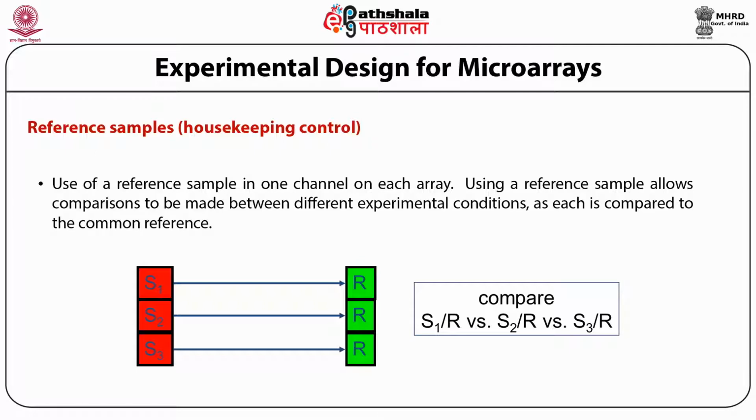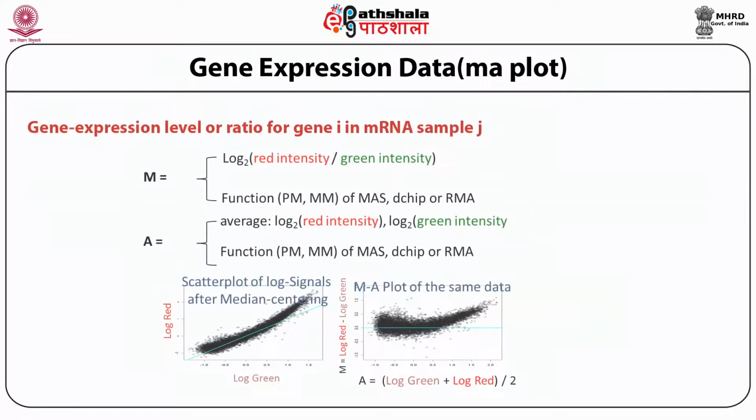We are taking the individual samples and going to normalize them with their own references. That forms the benchmark for the normalization, as in control. Now this is the gene expression data plot, also sometimes called the MA plot.